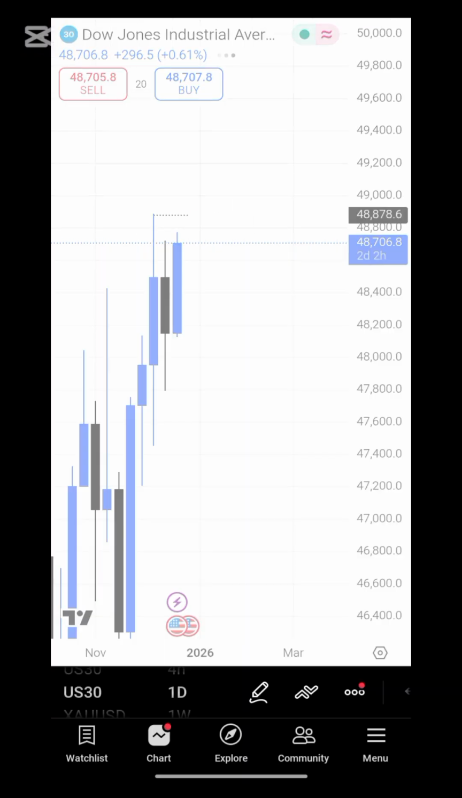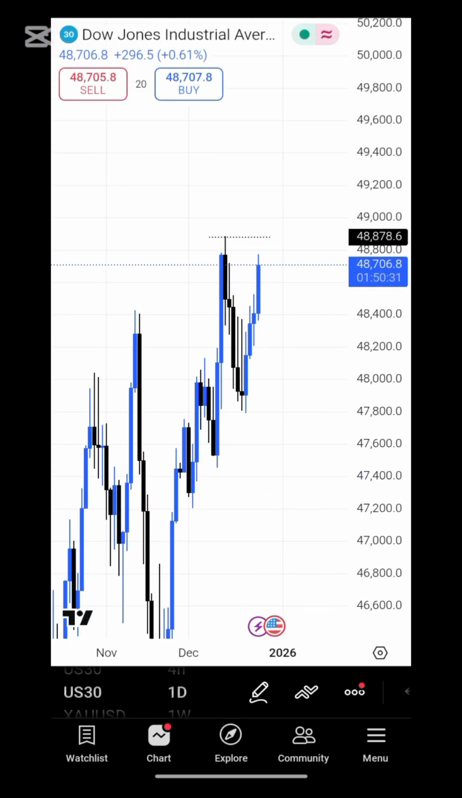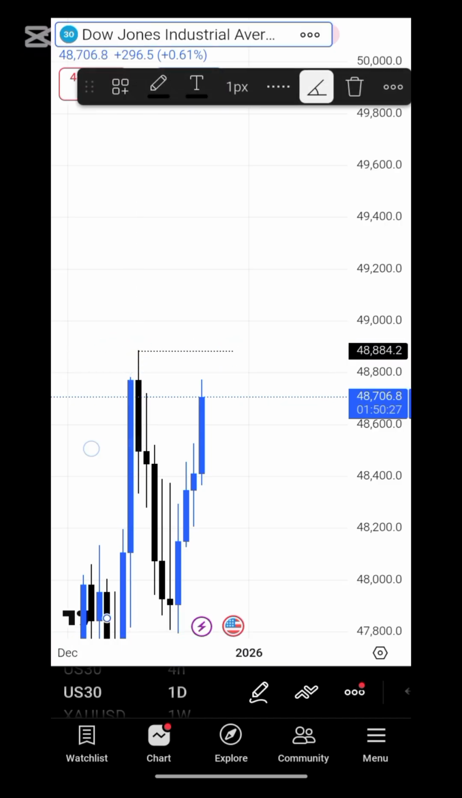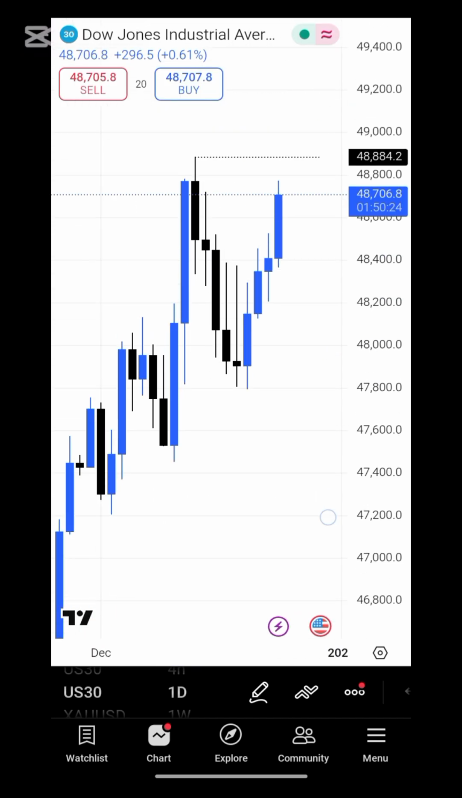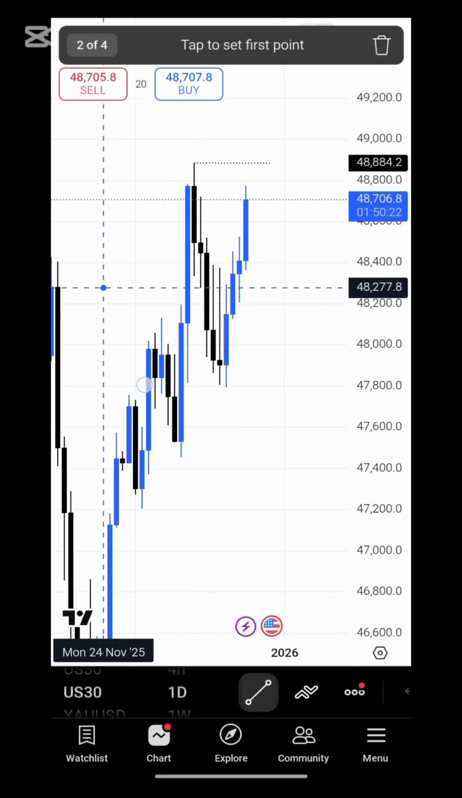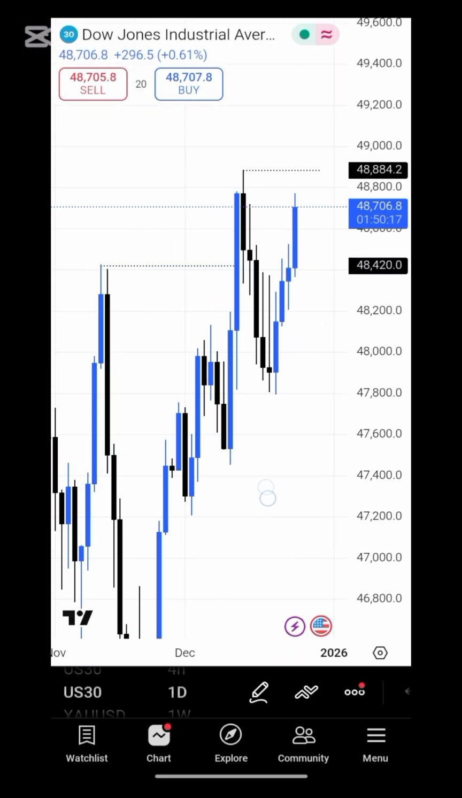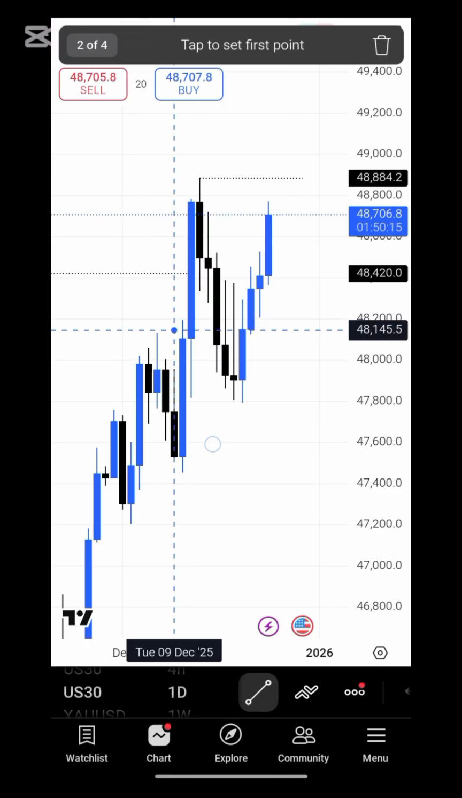So I scale back down to the daily time frame. In the daily time frame, this is our swing high here. That's our external liquidity, external drawn liquidity. Here we have this one external big break of structure to the upside, followed by this small internal break of structure.